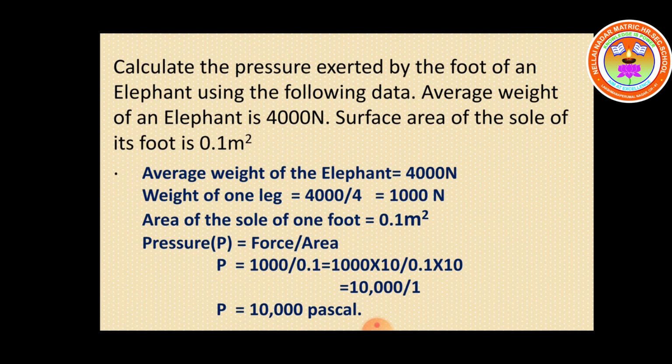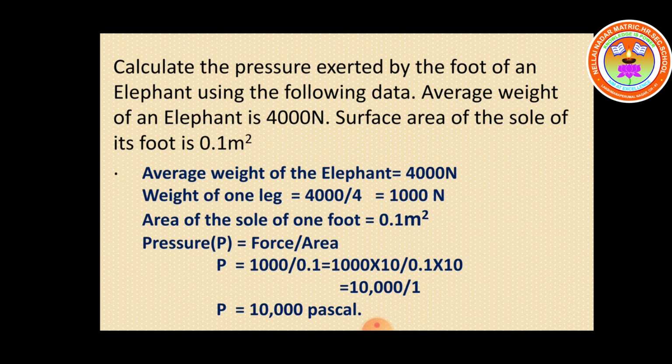So first we have to calculate the weight of one leg. It consists of 4 legs, isn't it? So the 4 legs are also included, and that is why 4000 Newton is given as the average weight. So what about the weight of one leg? 4000 divided by 4 is equal to 1000 Newton. And the area of the sole of one foot is given as 0.1 meter square.